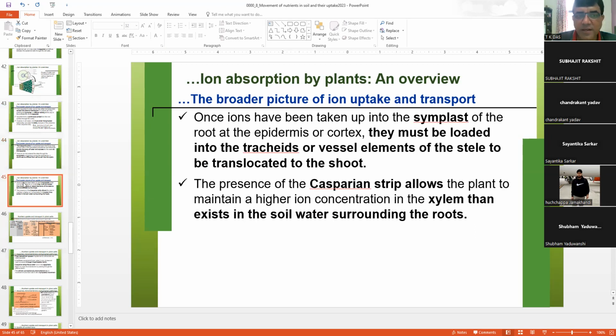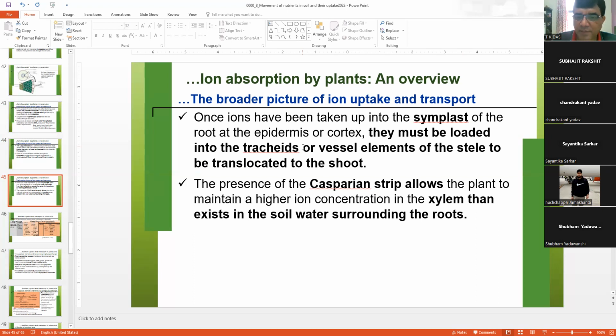Once ions have been taken up into the symplast of the root at the epidermis or cortex, they must be loaded into the tracheary elements. Means they must reach the xylem elements of the stele, to be translocated to the shoot. So whatever movement you have, whether symplast or apoplast, the material has to reach the xylem.